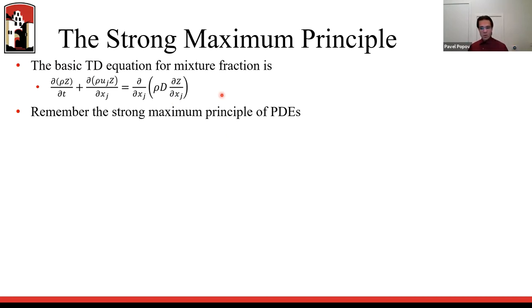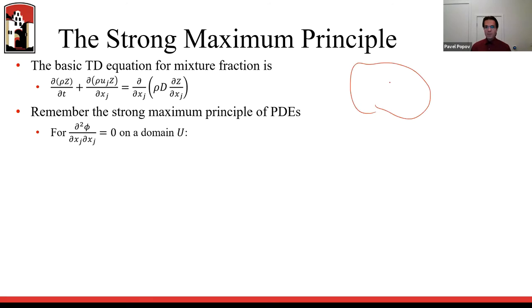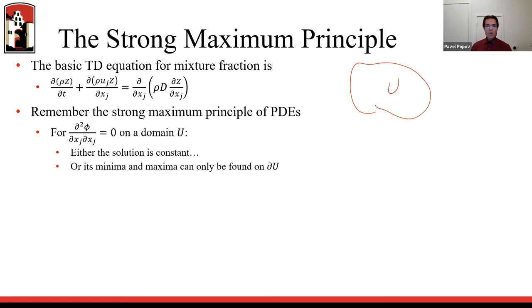Okay, so now with this in mind, let's remember the strong maximum principle of partial differential equations, and I'm sure that most of us have seen it in the context of the Laplace equation. So if we have the Laplace equation on some domain U, then one of two things will happen. Either the solution has to be constant on the entire U, or the minima and maxima can only be seen on the boundary of U.